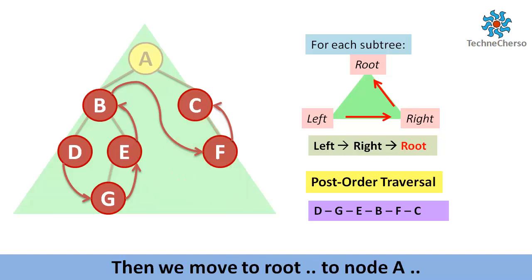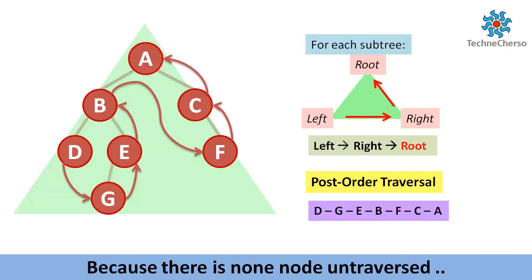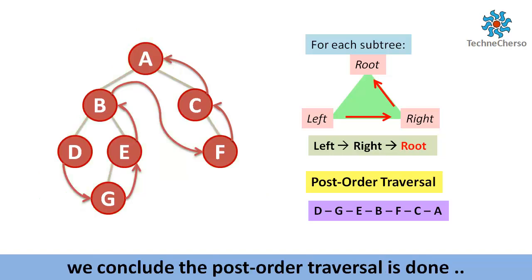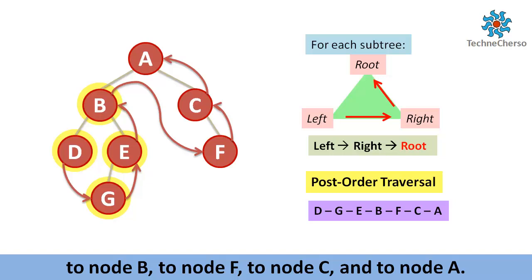Then we move to root to node A, and from node C we traverse to node A. Because there is no node untraversed, we conclude the post order traversal is done, which is from node D to node G to node E to node B to node F to node C and to node A.